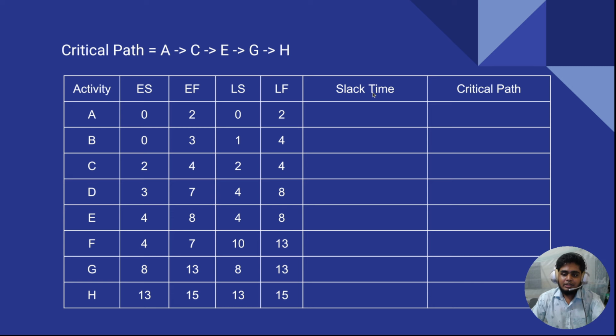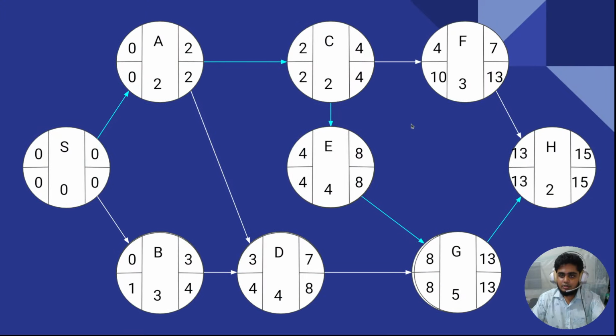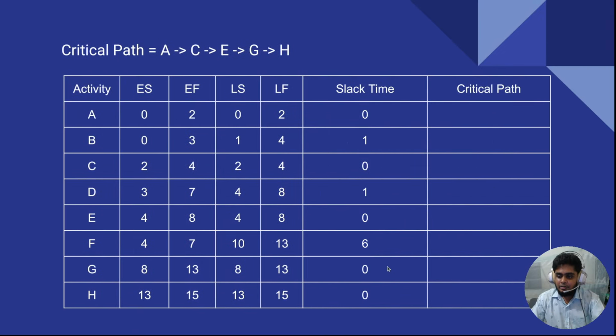We already calculated it. What is the slack time? I just put the values here, and how can you calculate those values? For example, take this activity F. Getting back to the final answer, for F, just have a look: 10 minus 4, what is the value? 6. So 6 is the slack time for F.